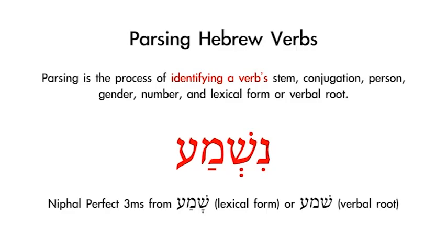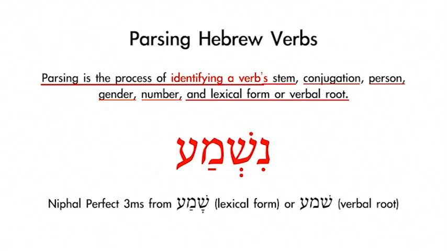So when we're analyzing Hebrew verbs, we're going to be asked to parse Hebrew verbs. And when we parse Hebrew verbs, we're going to be identifying all of its different features. We're going to identify its stem, its conjugation, its root, its person, gender, and number, and any prefixes or suffixes that appear with it. So let me show you what that's going to look like. Parsing is the process of identifying a verb's stem, conjugation, person, gender, number, and lexical form or verbal root.